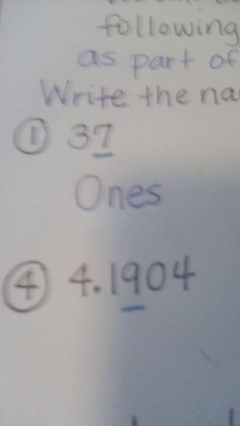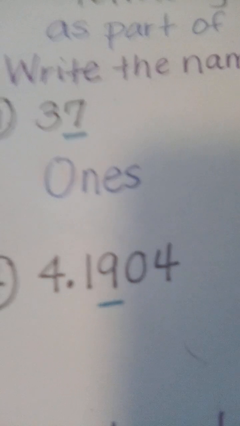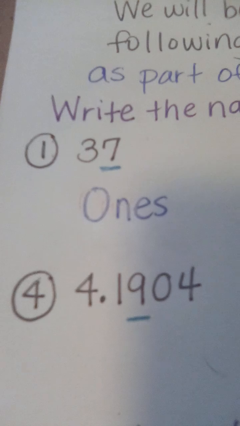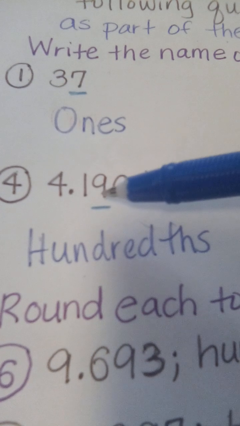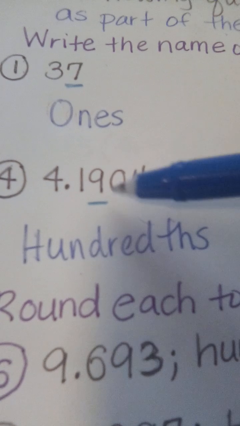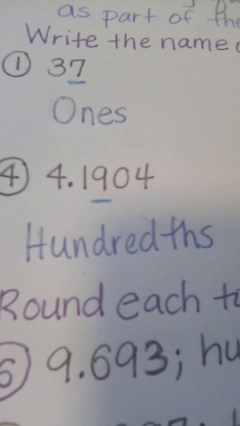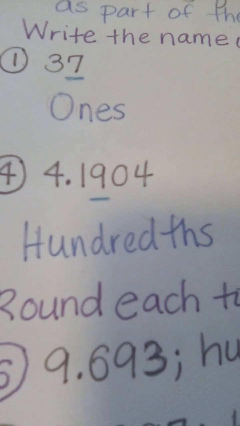Okay. Now let's look at number 4. Is it on the tenths, hundredths, or thousandths place? If you say hundredths, you're correct. We know this is the tenths, and this is the hundredths, and this is the thousandths. So whatever place the underlined digit is in, that's where you designate the digit. Any questions on number 4?